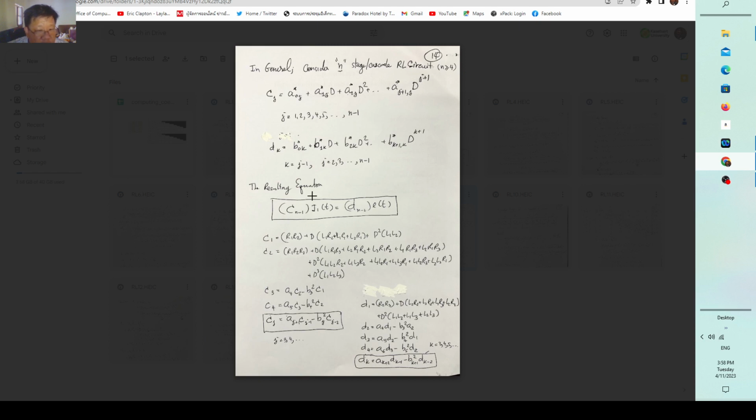You can see that for the resulting equation, if you have an n-stage connection, you end up with C sub n minus 1 times I sub 1 of t equal to D to the n minus 2 times e of t. When you use this formula, for C sub 1 and C sub 2, this is the exact formula. This one should be R sub 2, R sub 3, I forgot this. Again, remember L sub 1, R sub 2, R sub 3 over here. Then you keep extending this formula to C sub 3, C sub 4, which we already did.